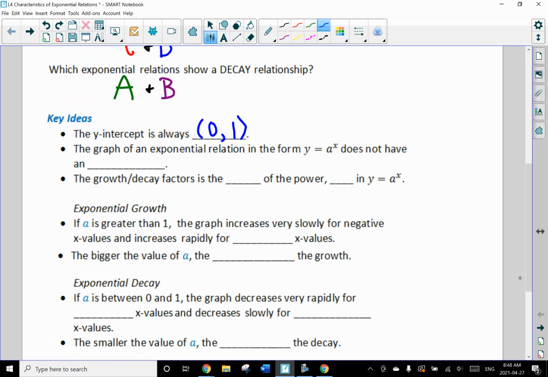The graph of an exponential relation in the form of that does not have a 0.